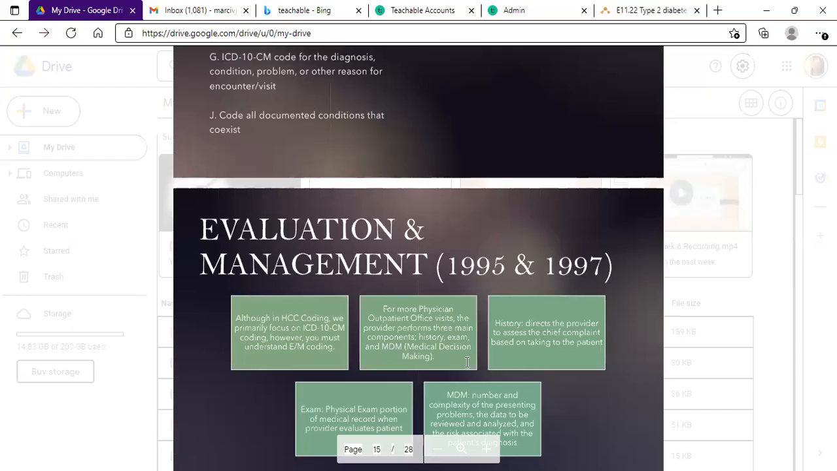So with E&M coding, it's based on what we call levels, from level 1 to level 5. Level 1 is very rarely used, but there are 5 different levels for E&M management. The rules are the 95 and 97 rules, which mean there were guidelines written in 1995 to show how evaluation and management works. And then they revised the guidelines in 1997 to say, no, this is a better way.